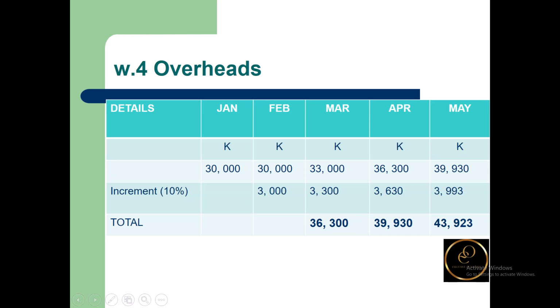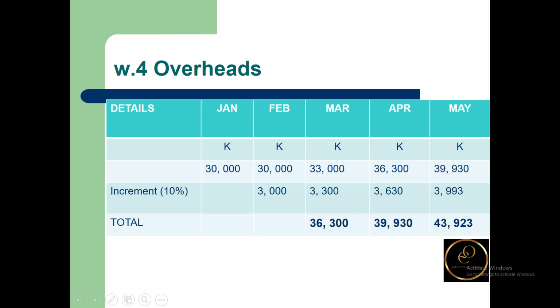Now, we don't need to compute the June figures, because when it comes to payment, the payment for overheads will be lagging by 1 month, meaning that the obligation of March will be paid in April. The obligation of April will be paid in May. The obligations of May will be paid in June. So that's what we consider going by the note.